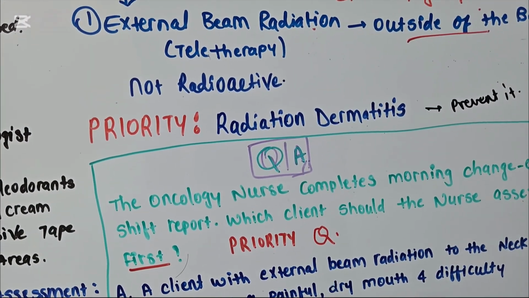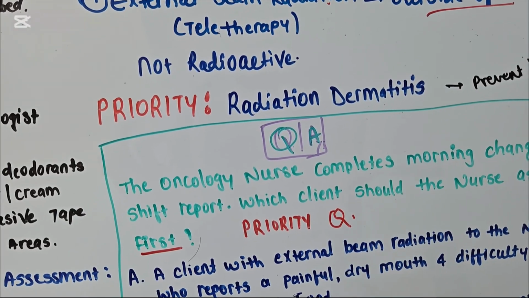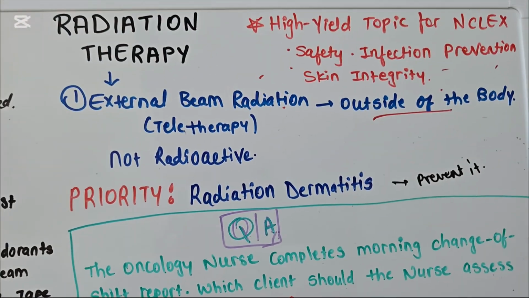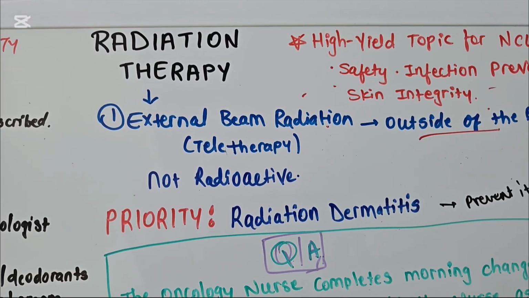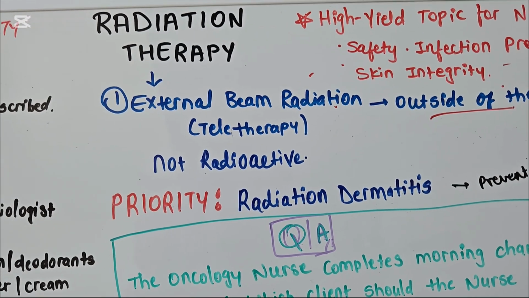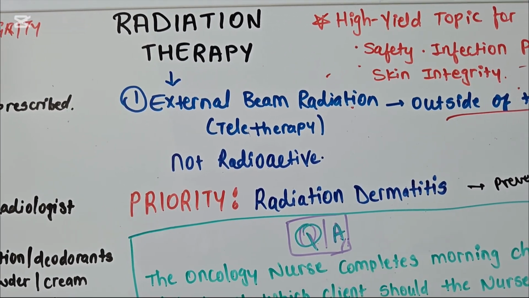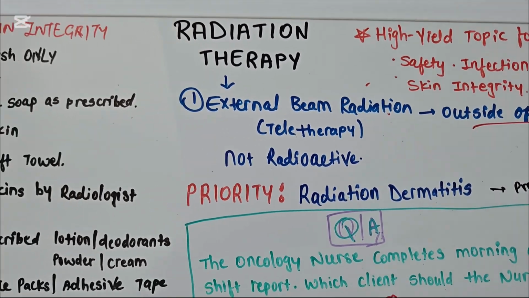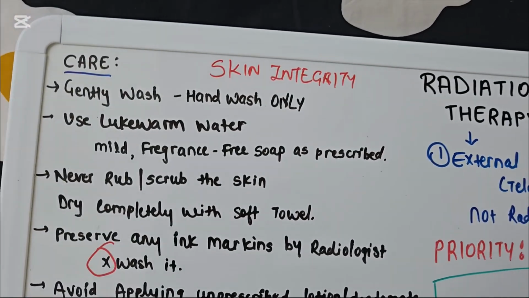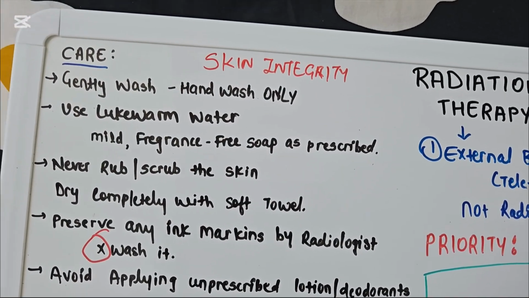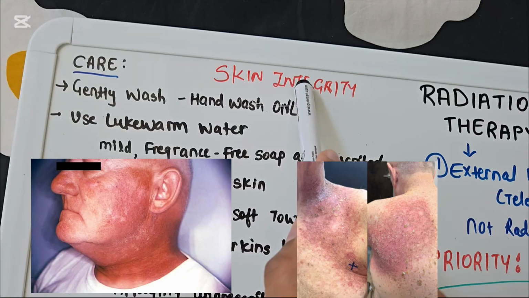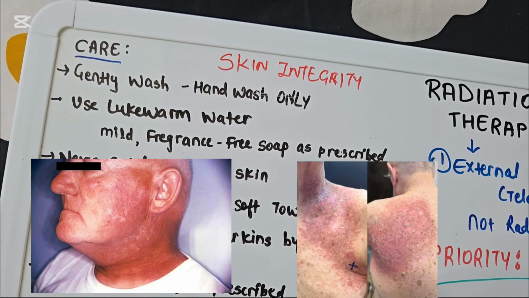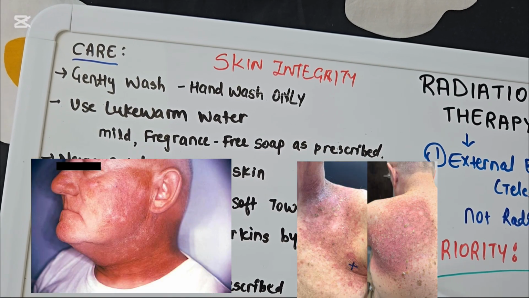Radiation dermatitis means that whatever local area you're giving the radiation to, there will be dermatitis. As a nurse, your priority is to prevent it. You don't want to let it happen, but it's very common because the radiation burns the skin, and that's known as radiation dermatitis. So there will be care of that area, and this covers the skin integrity part of the exam. There will be a SATA question on how you will take care of that patient and maintain skin integrity.